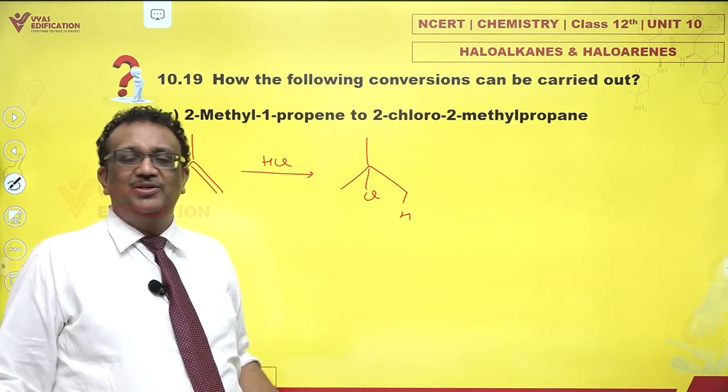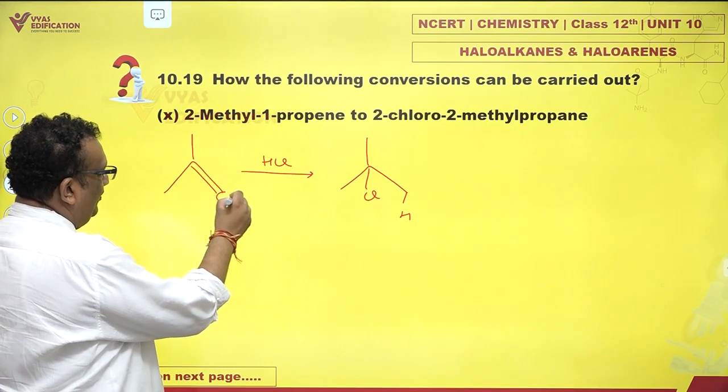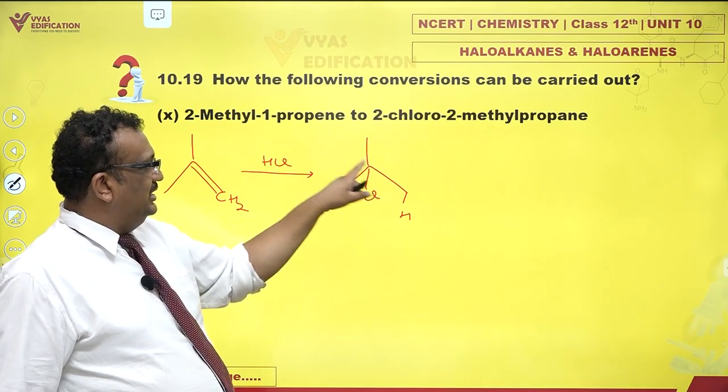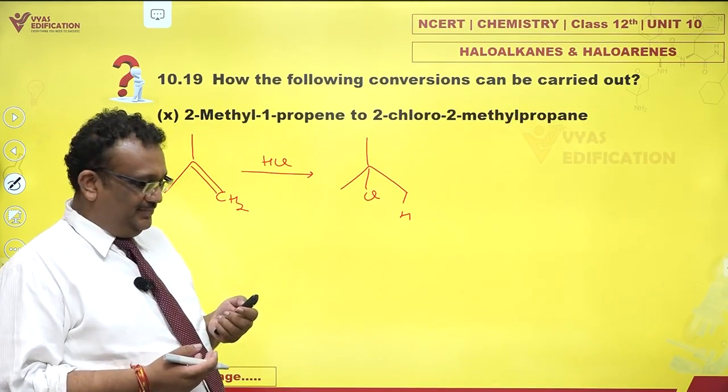Simple. Most branched, hydrogen atom gets attached preferably to the carbon which already has more number of hydrogens. This has 2, this has 0. H goes here, Cl goes here. It is simple Markovnikov's addition. That's all. Add HCl.